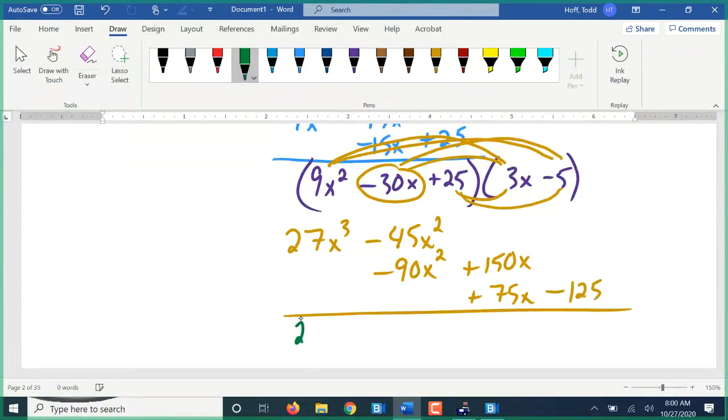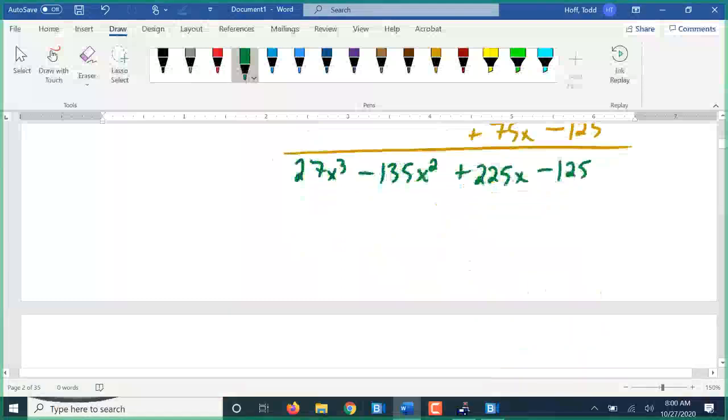So we have the 27x to the third. Negative 45 and negative 90 makes us negative 135x squared. Positive 150 and positive 75 is a positive 225x. And we have the negative 125. Luckily, it doesn't get too much worse than that.